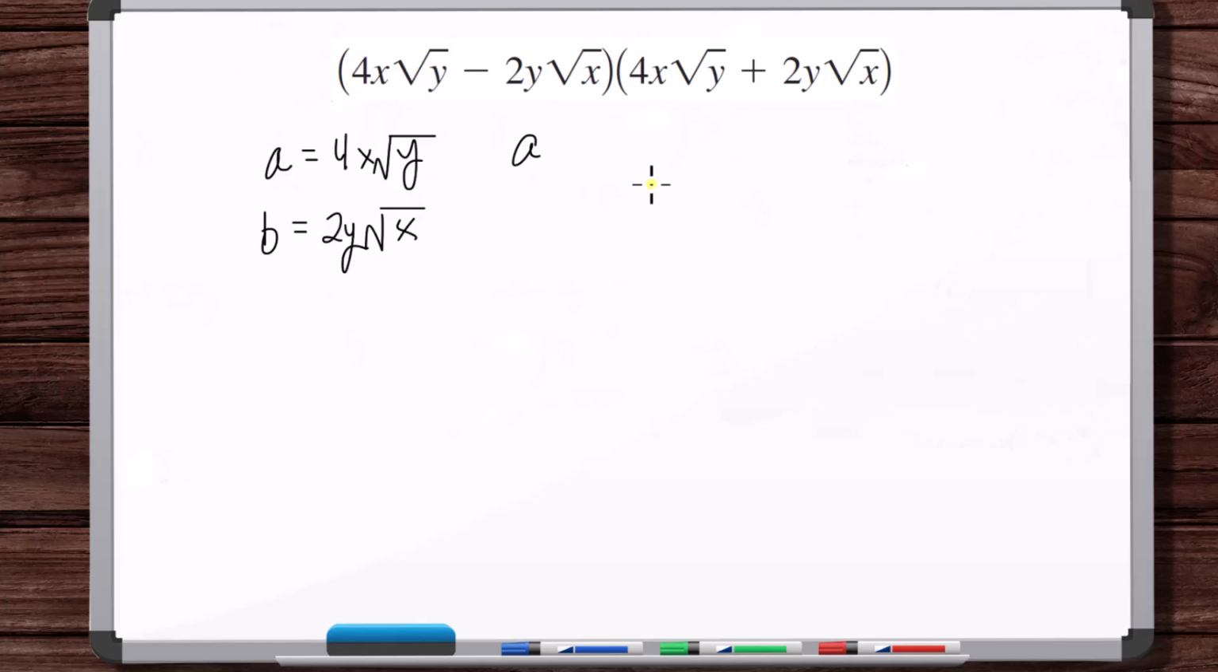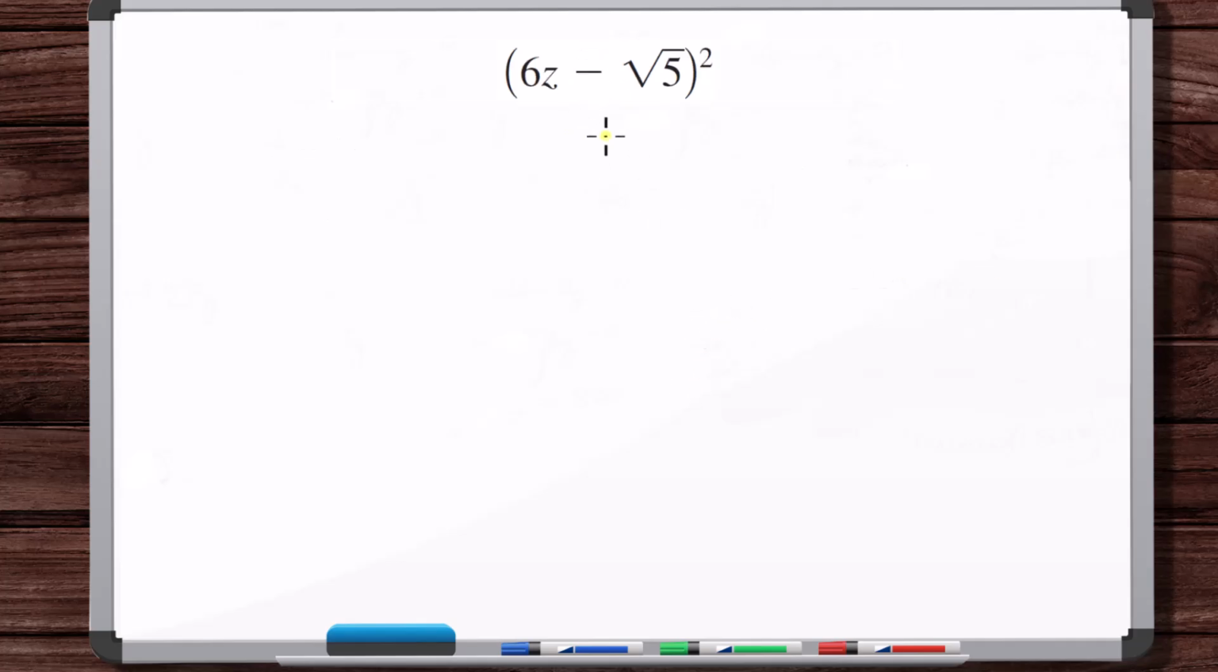So a squared is 16x squared times y. B squared is 4y squared times x. And we can't combine those anymore, so there we go. Okay, so here they want us to think about that perfect square trinomial, but you don't have to memorize that.